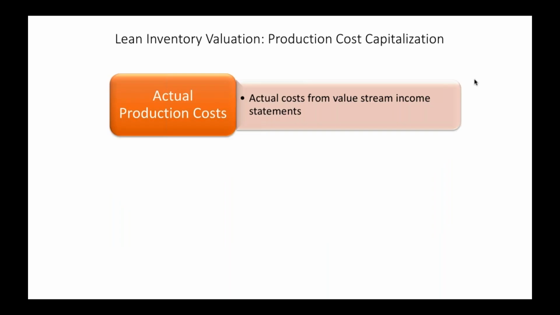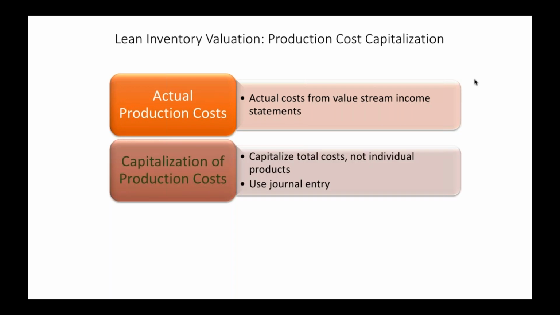Now, for the capitalization of production costs, this is really where the benefits of lean inventory valuation come in, and it eliminates a tremendous amount of work when you don't have to calculate labor and overhead and value each individual part in terms of labor and overhead. From a lean viewpoint, our actual production costs are from the value stream income statement, which we talked about in session 3.